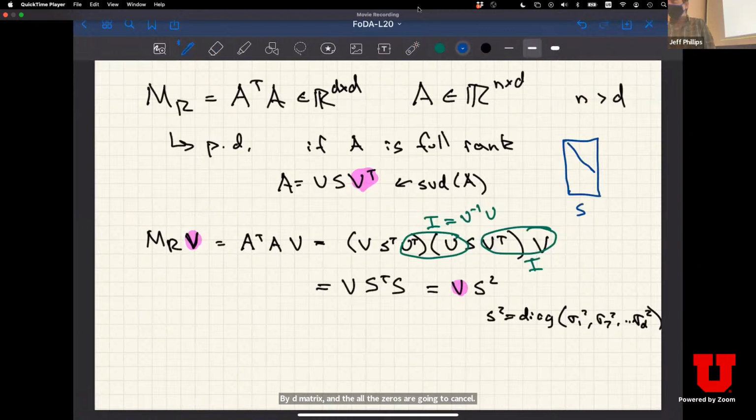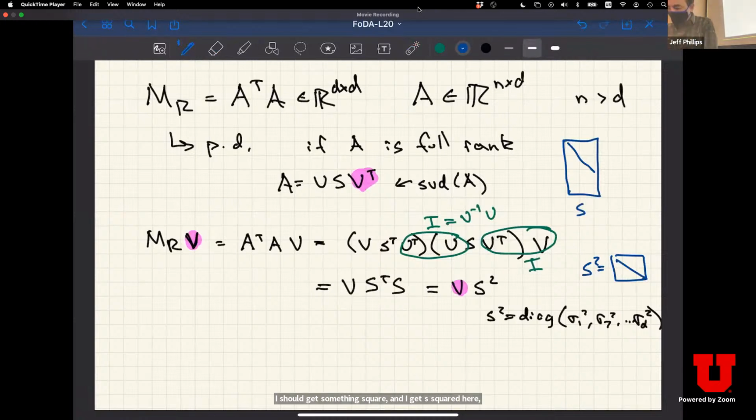And S squared is going to be a D by D matrix with only elements on the diagonal. But these elements don't cancel out. I don't have orthogonality here. So that's why it's not the identity. This one is the one capturing scale. And now I'm capturing kind of squared scale, which makes sense because I did A transpose times A. I'm basically multiplying A by itself, so I should get something squared. And I get S squared here.